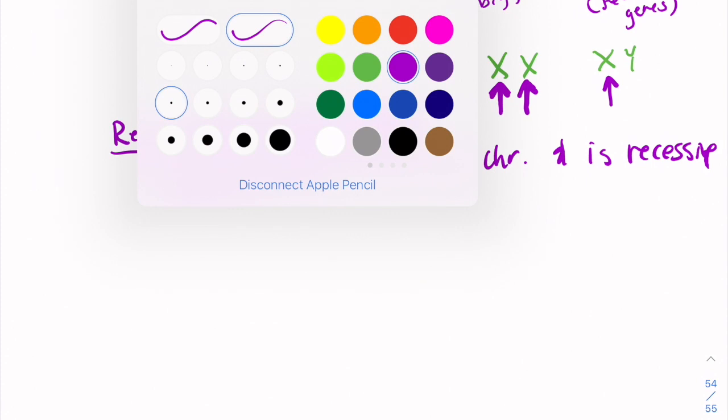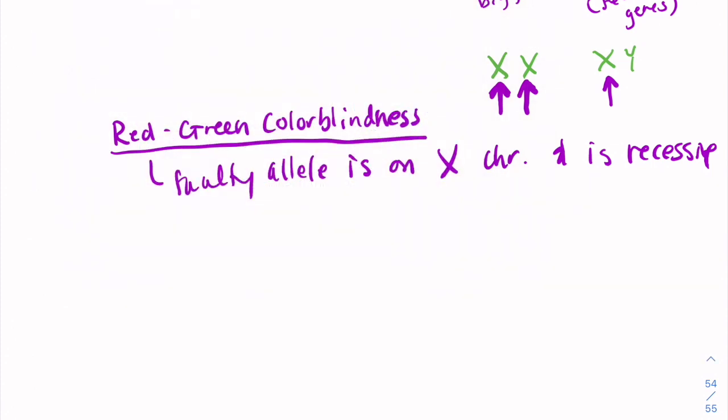I'm going to change color. Let's go with red. Why not? To show that this allele is on the X chromosome, we're going to draw an X for the X chromosome. I'm going to put it down here and give myself a little more room. No, do it this way. And what I'll do is put the allele as a superscript on that X.